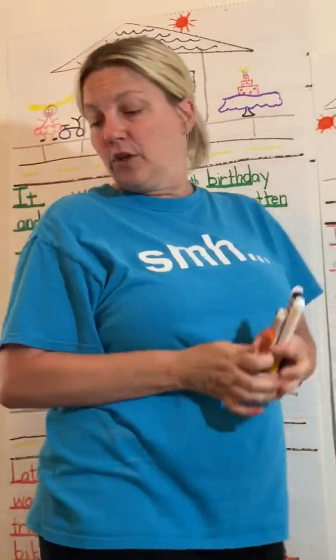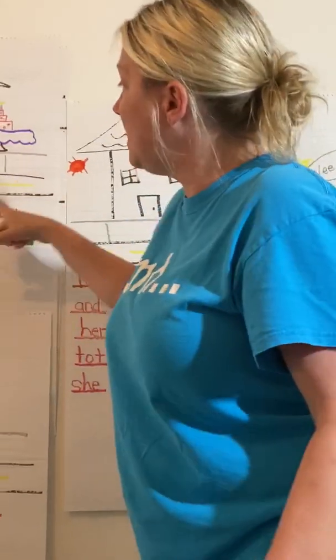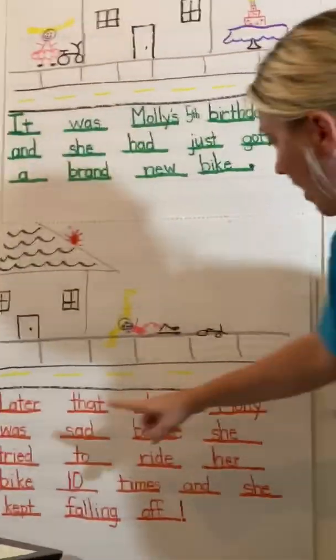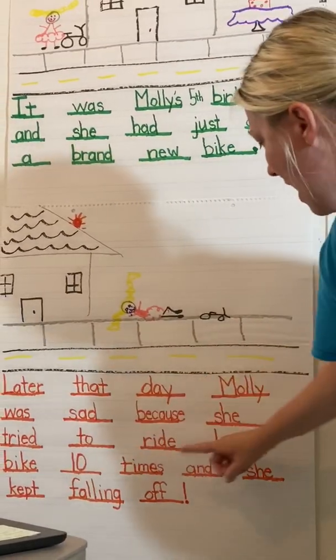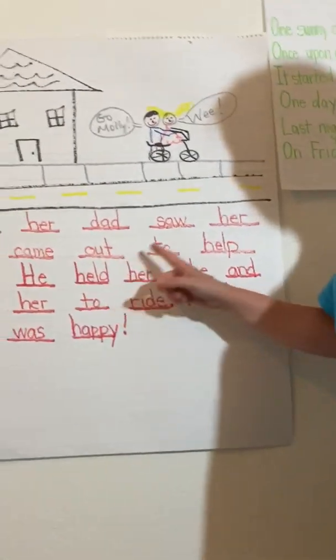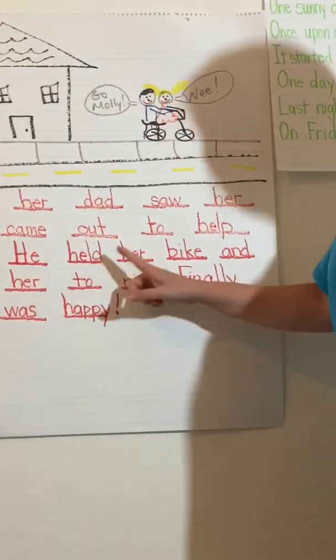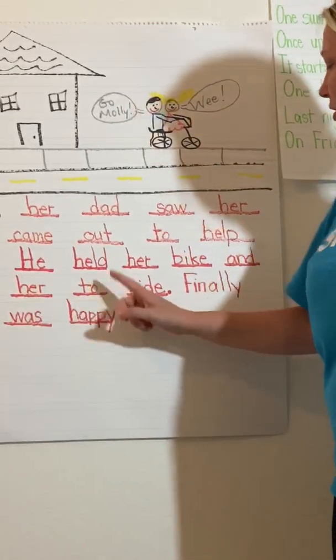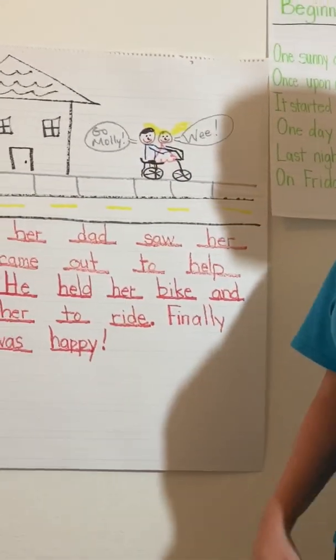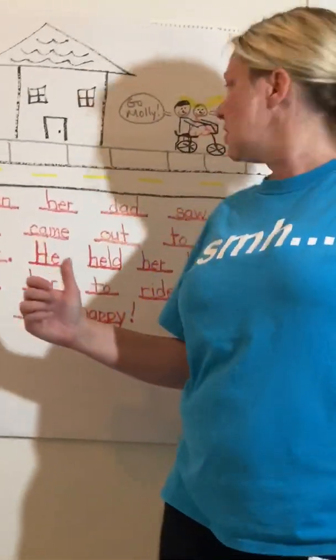And there we go. If you look at our whole story, it was Molly's 5th birthday, and she had just gotten a brand new bike. Later that day, Molly was sad because she tried to ride her bike 10 times and she kept falling off. Then her dad saw her and came out to help her. He held her bike and taught her to ride. Finally, she was happy. And there we go. We have a problem and a solution.